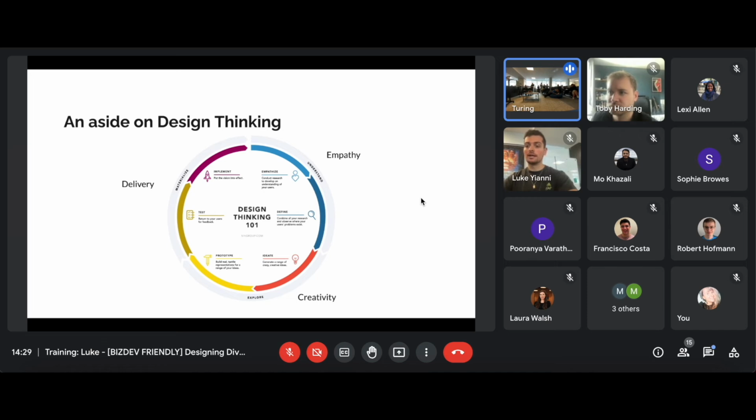I think the place where diverse thoughts and inclusion really come into play is the empathy side. At that first stage, that is where you really need to empathize with people from different groups, and that's where you have the most impact when designing a product. It's all about making sure that you are empathizing with those people who are currently being excluded from the group that you're building your product for.